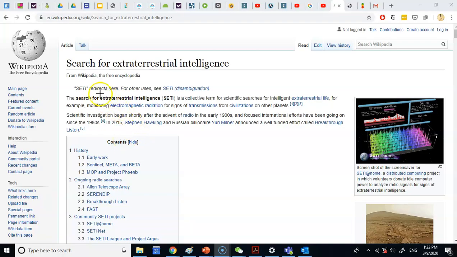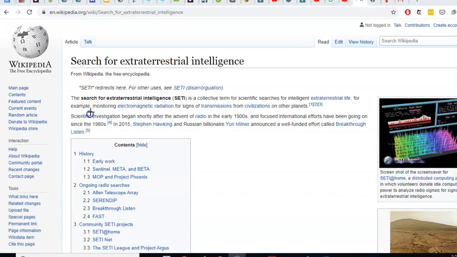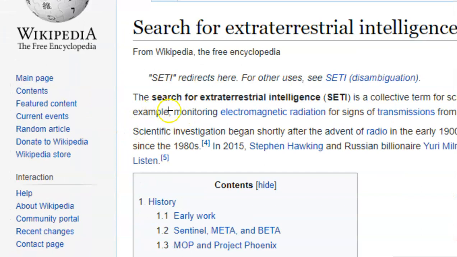Here we go. It's not a movie, it's a Wikipedia. So I click the link and we will check out whatever is written over here. Here is the link for Search for Extraterrestrial Intelligence, which is the abbreviation for SETI. S for search, extraterrestrial intelligence as SETI.